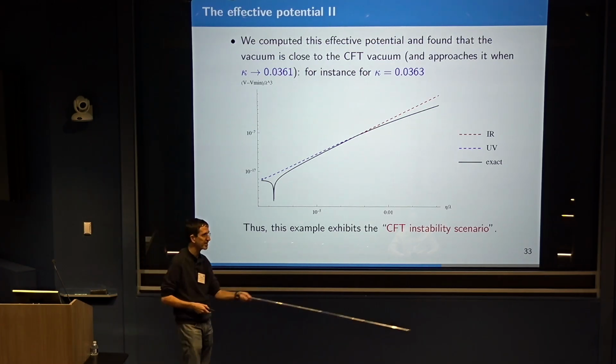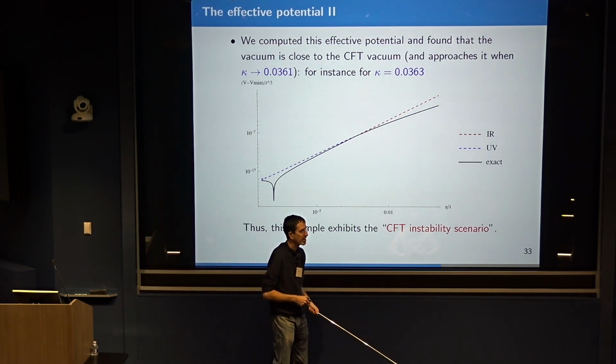So any questions about this other example? Victor? Why was there no quadratic term in this effective potential?